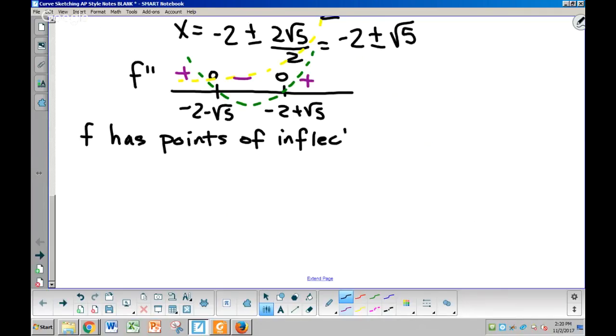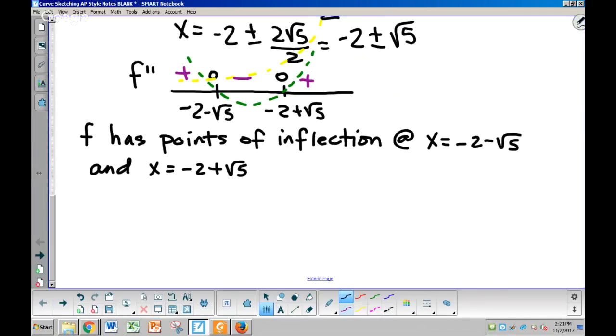Now, does this question just ask for the x values? Yes. Thank goodness, right? Because you don't have to put that back in the original. Points of inflection at x equals -2 minus root 5 and x equals -2 plus root 5. How did we know? Using calculus, f double prime changes signs.